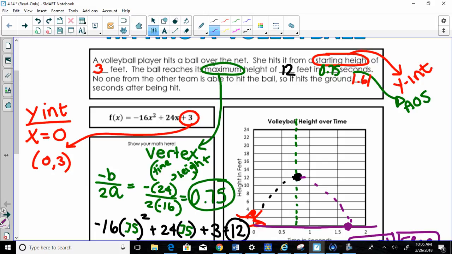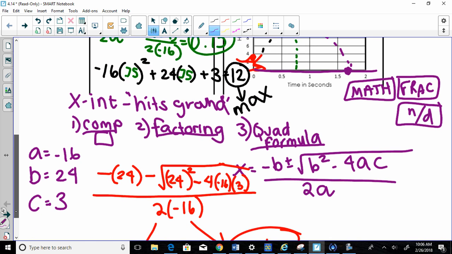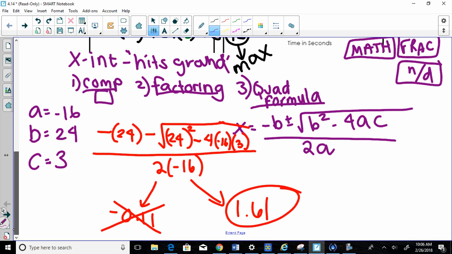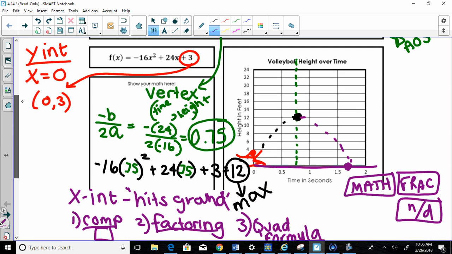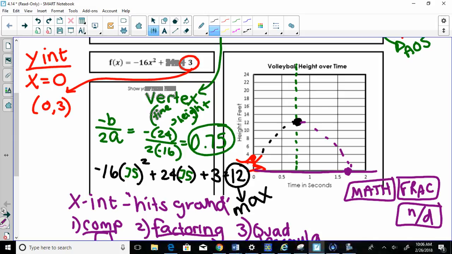It doesn't matter. Your test is multiple choice. The first one, like 1.6, 1.61. Oh, this negative 0.12. Look at it. You ain't never had it. But you didn't do it right.